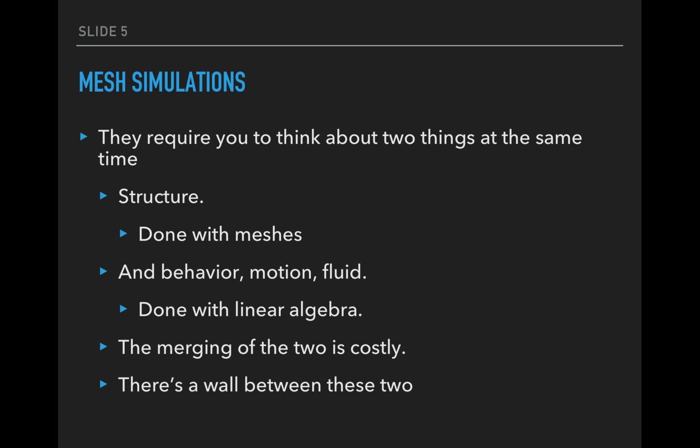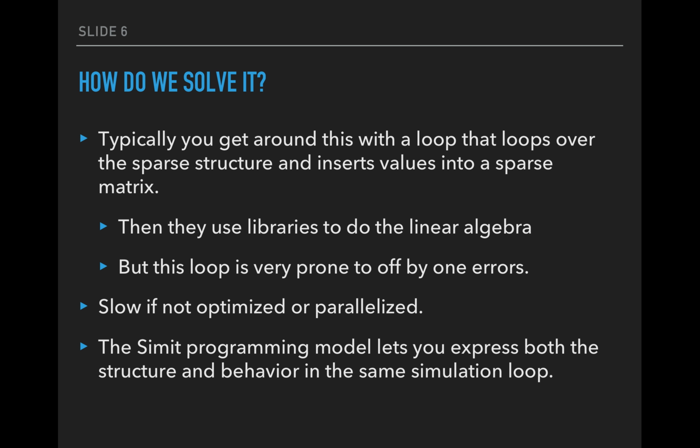We do that with linear algebra because we need to map over all of the pixels in that mesh. But the merging of the two is very costly, right? There's a wall between the two, and you have to do it very, very intelligently. This is typically done with some sort of loop that loops over the sparse structure, in this case the mesh, and inserts values into a sparse matrix, right? So you turn the mesh into a sparse matrix, and then you loop over it, and then you apply linear algebra to it.